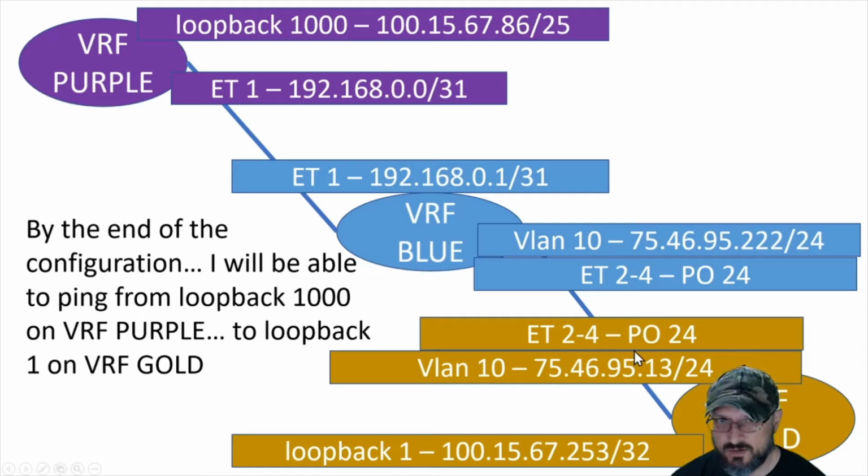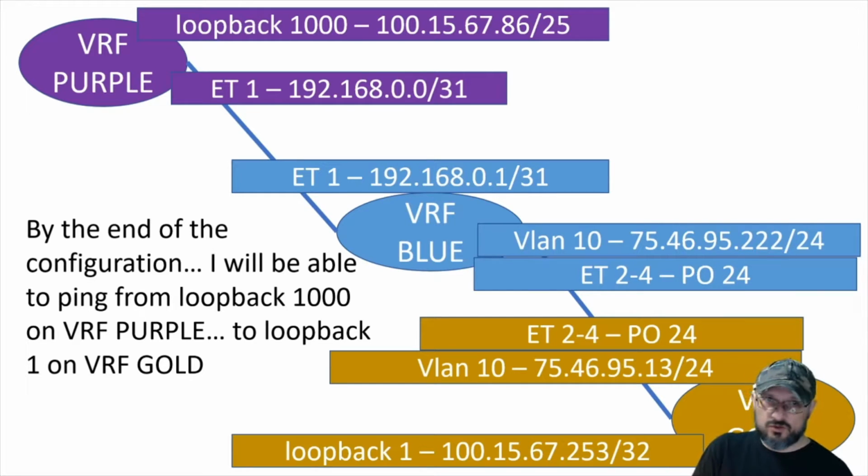Here on VRF gold, you can see that VRF gold will have Ethernet 2 through 4 in a port channel, and it will also have VLAN 10, and it'll be on the same network. Loopback 1 will exist on VRF gold. The ultimate goal of this entire configuration will be creating the ability to ping from loopback 1000 all the way up here down to loopback 1 here on the gold VRF. That's the entire point of this exercise.